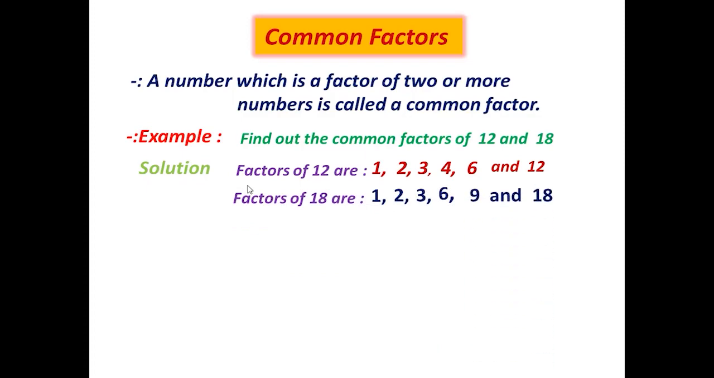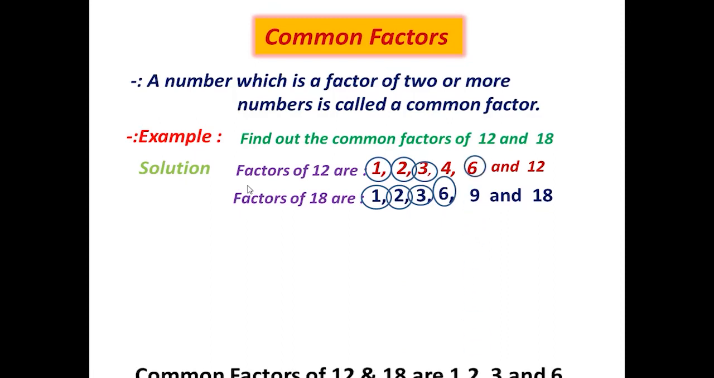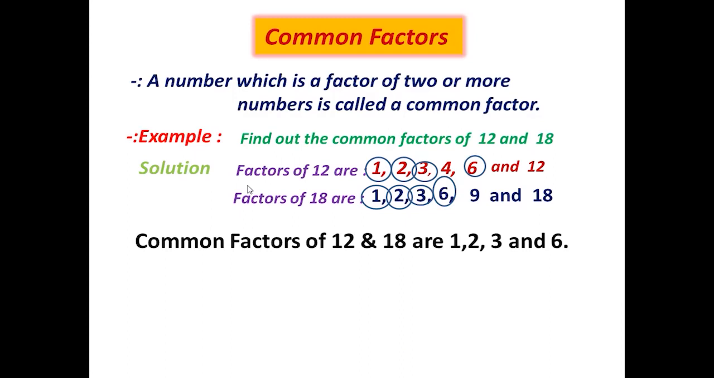Now see which numbers are common here, that is 1, 2, 3 and 6. So 1, 2, 3 and 6 are the common factors of 12 and 18. So this is all about the factors.